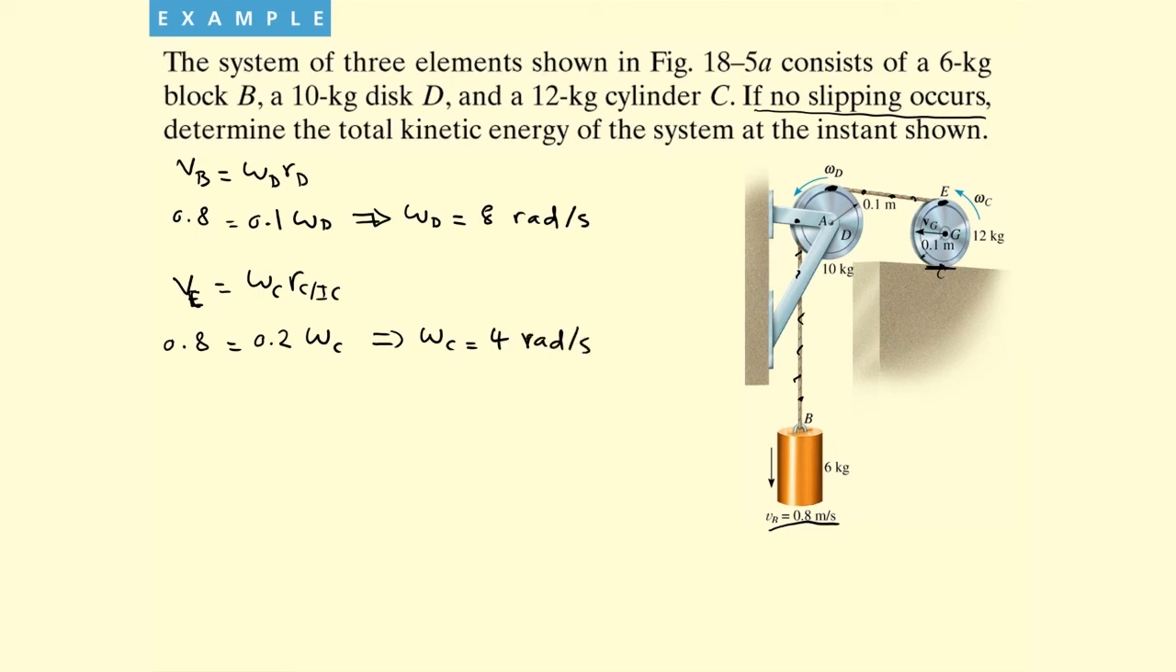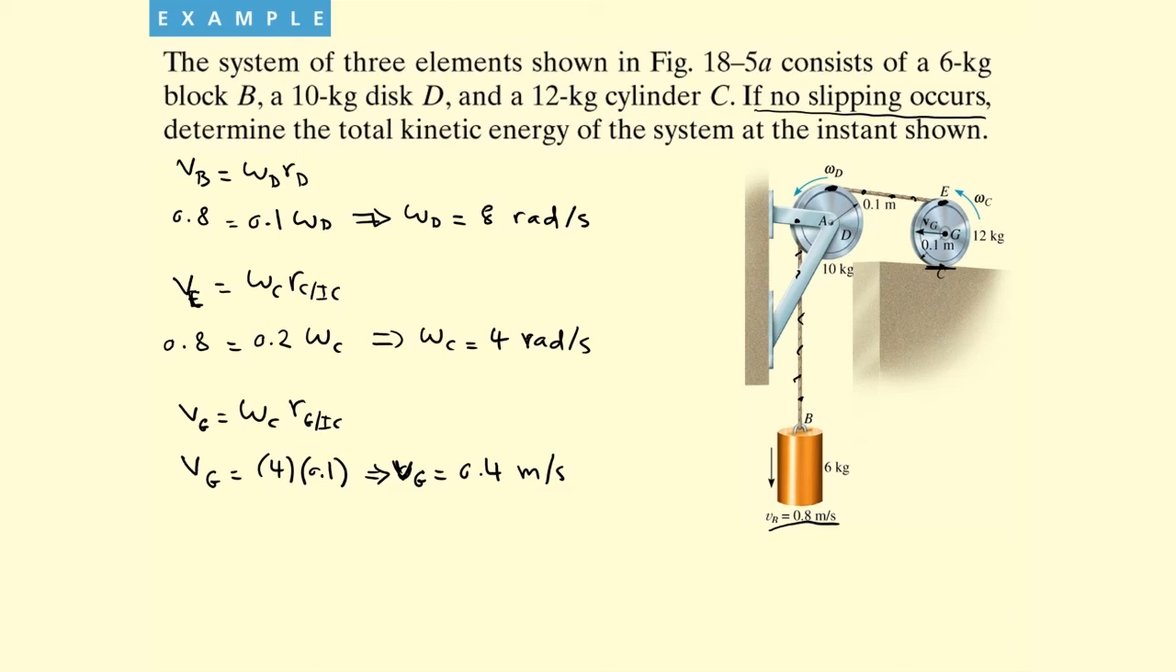Okay. Now I need to find the velocity of the center of mass of cylinder C, which is point G. And I can do this by saying Vg equals omega C RGIC. So Vg should equal 4 multiplied by 0.1, which is the radius. And this gives me that Vg should equal 0.4 meters per second.